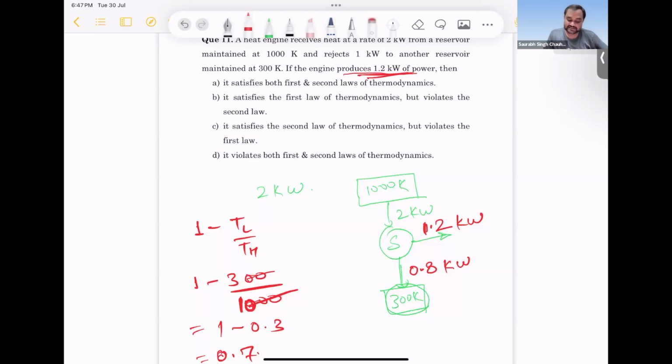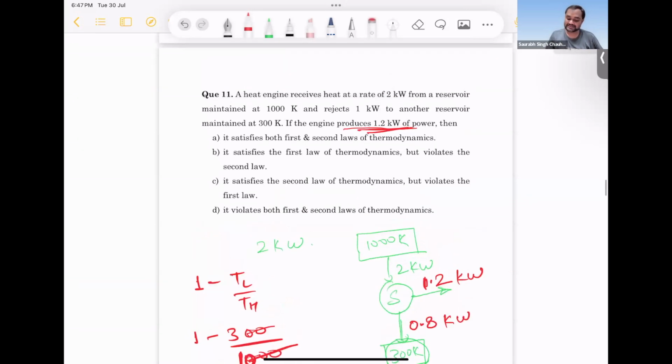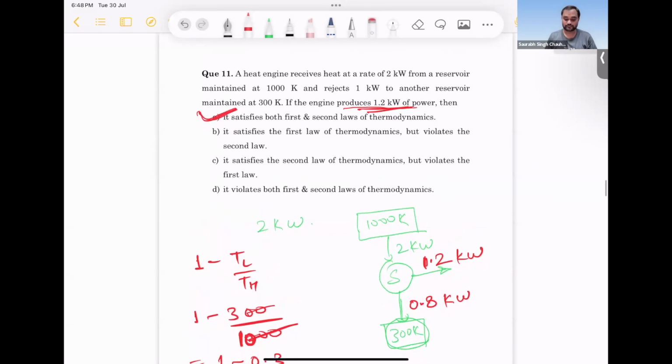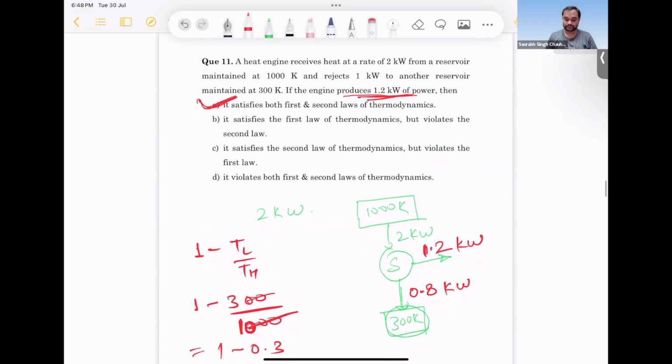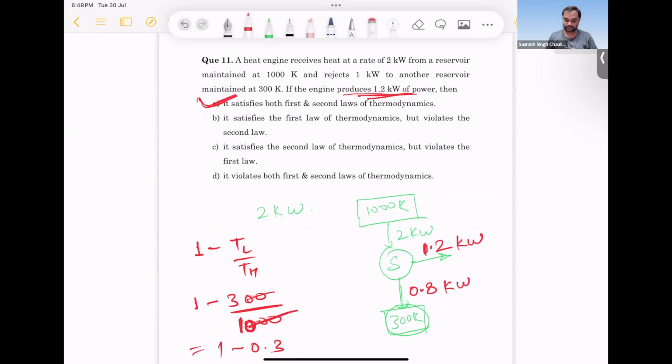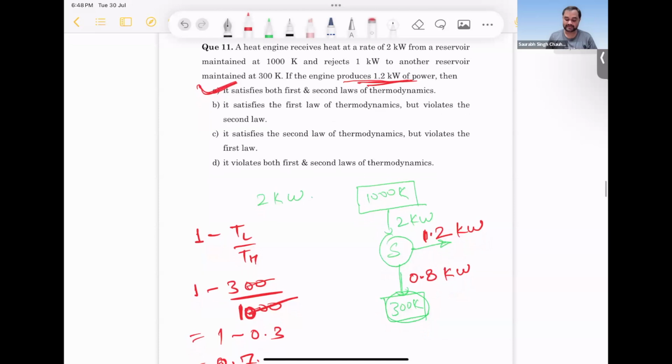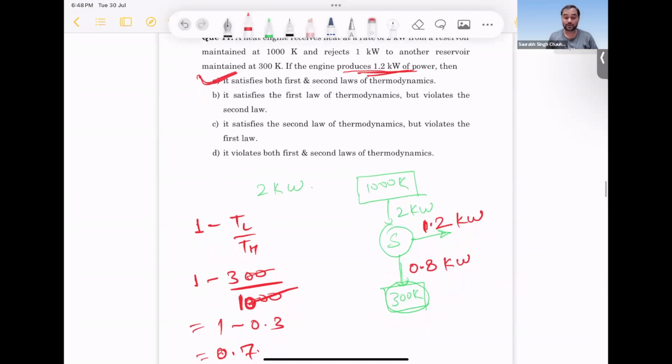The third option says that it satisfies the second law of thermodynamics, but violates the first law. No, it is not violating the first law. The last part says it violates both the first law and second law. No, it is also not the correct one. So it satisfies both the first law as well as the second law. Okay. So this is the correct option. Part A is the correct option. So I think everything is clear and we can move to the next question if you have no doubt.